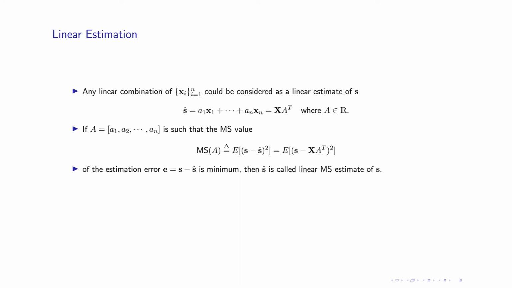So if the estimation error is minimum, then S hat is called the linear MS estimator of S. If this function is minimized, we call it the linear MSE estimator. So you can calculate the derivatives and then try to find the optimal solution for this.